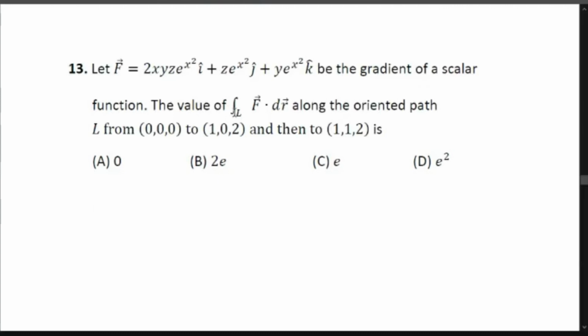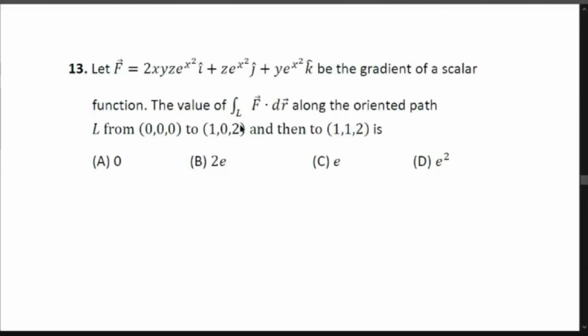The value of the line integral f dot dr along the oriented path L from 0 0 0 to 1 0 2 and then to 1 1 2. Actually, you have to find the integral from 0 0 0 to 1 1 2. That in between point 1 0 2 you can ignore because the field is conservative, so the integral is path independent.